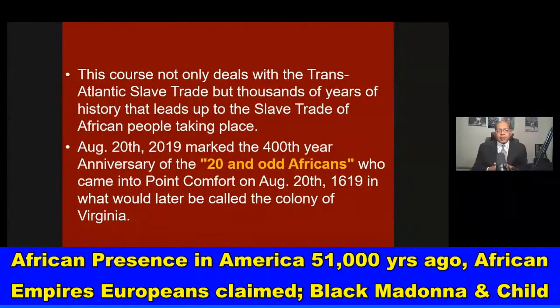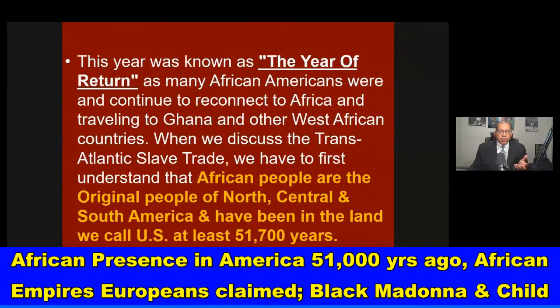Now, August 20th, 2019 marked the 400th year anniversary of those 20 and odd Africans who came into Point Comfort in what would later be the colony of Virginia. Okay, and it's actually Hampton, Virginia, that they come into. Now, this year was known as the year of return. 2019 was known as the year of return, as many African Americans were and continue to reconnect to Africa and travel to Ghana and other West African countries.